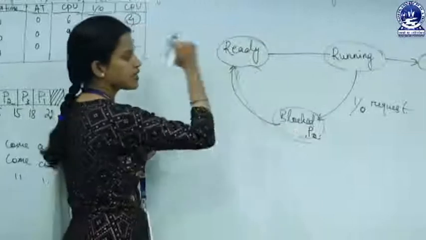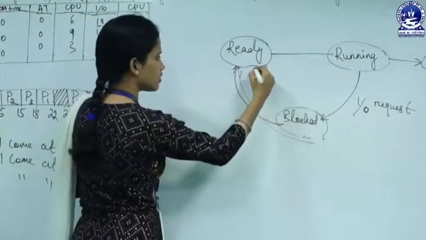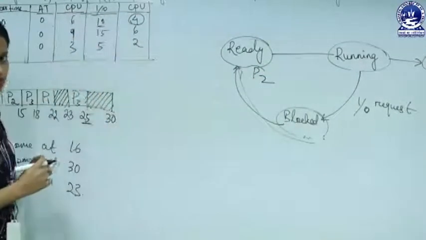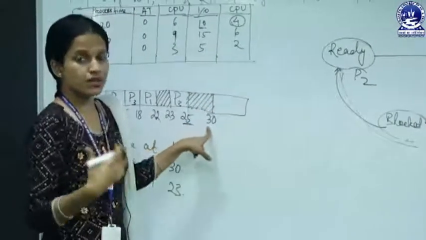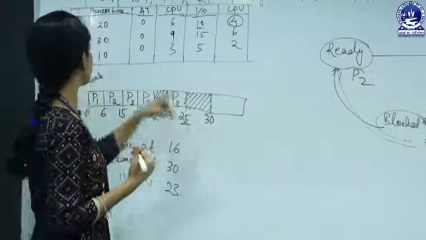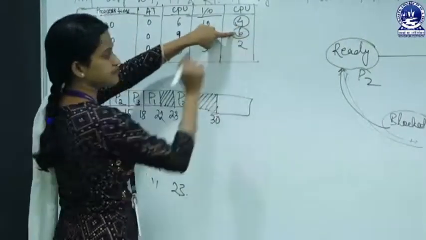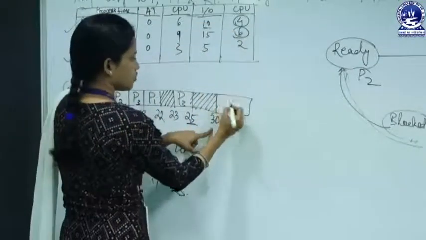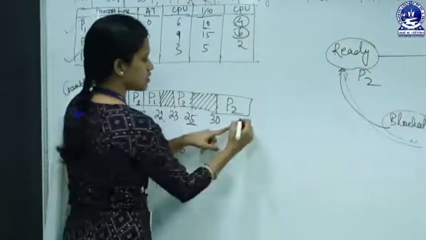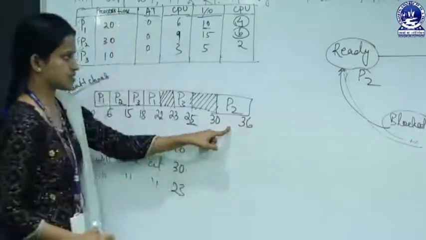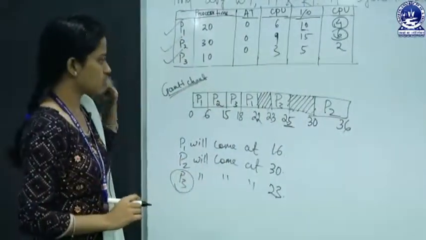Fine. At 30, P2 will come back to the ready state. P2 leaves the block state and will go to the ready state. Okay. So how long will it be executing in CPU? For P2, the rest of the time is 6. So we allocate P2 to the CPU. For how long? For 6 units of time, that is 36. Now P2 is terminated. Okay.